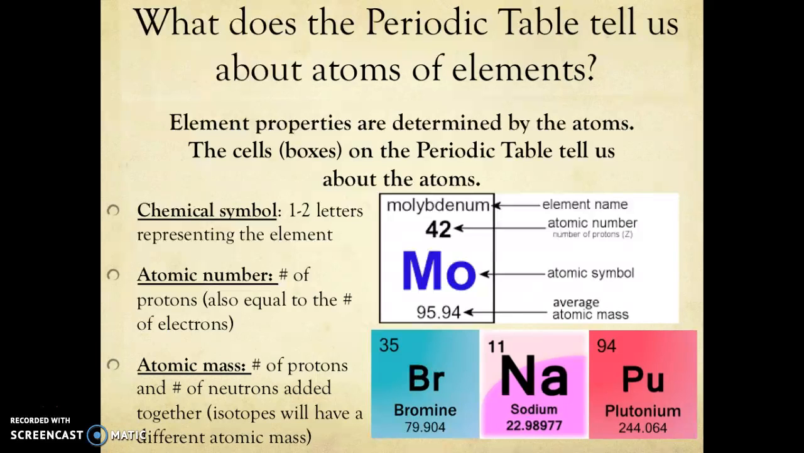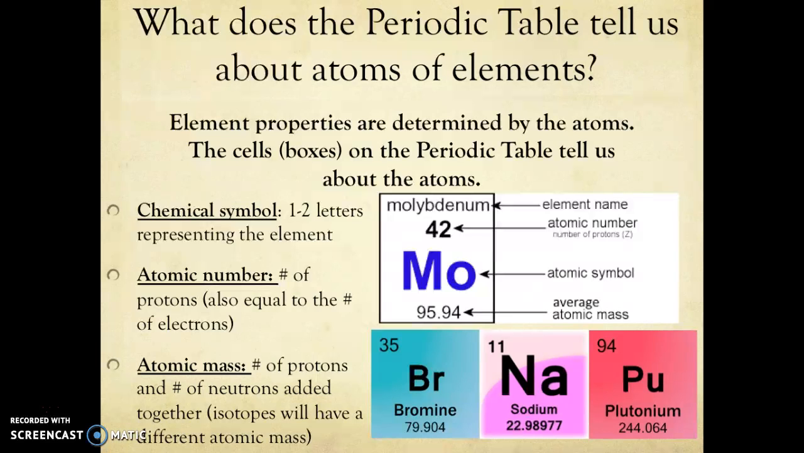Atomic mass is the number of protons plus the number of neutrons added together. And you'll notice that very often the atomic mass has a decimal. And the reason why is because of the different isotopes. Since the atomic mass is protons plus neutrons, isotopes have a different number of neutrons. So when you add the protons and neutrons together, it's going to be a different number if there's a different number of neutrons. So on most periodic tables, it'll show an average of the different isotopes. So if you see a decimal place, that's what it means.